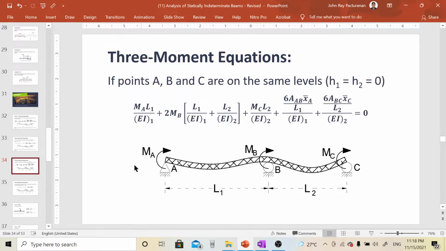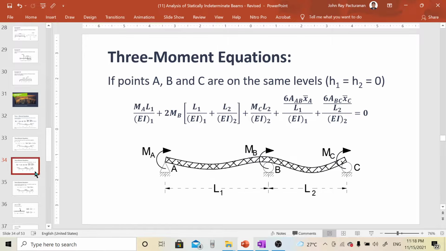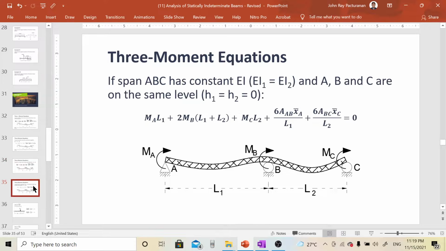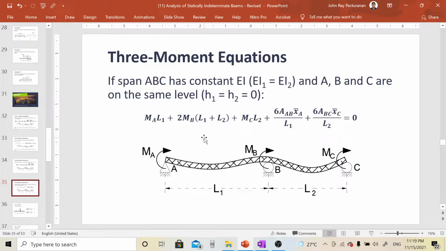So when that happens, let's go back to the original formula. You just substitute H1 and H2 equals 0, cancelled out. So this is the formula. And lastly, the simplest among them is this: if span ABC has a constant EI, and at the same time the supports are at the same level. So it's prismatic, and the supports are level. So the formula becomes much cleaner. Throughout our discussion in structural theory, I will just use either this third equation or the fourth equation, simply because I don't want to make this complicated.